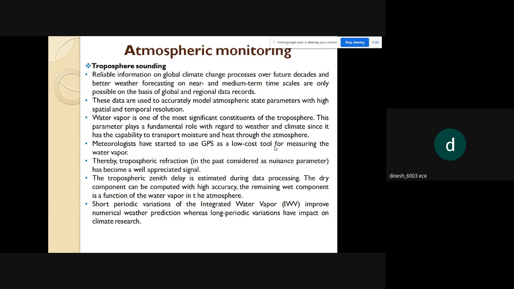So the short periodic variations of the integrated water vapor give us more information about the weather prediction, which can be used as weather prediction measures having an impact on the climate research. And a specific example of how integrated water vapor improves the climate research, we'll be seeing in unit number 5 in detail. Don't worry. IWV, integrated water vapor system.